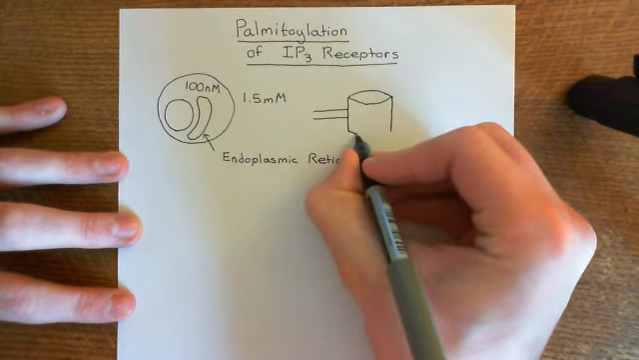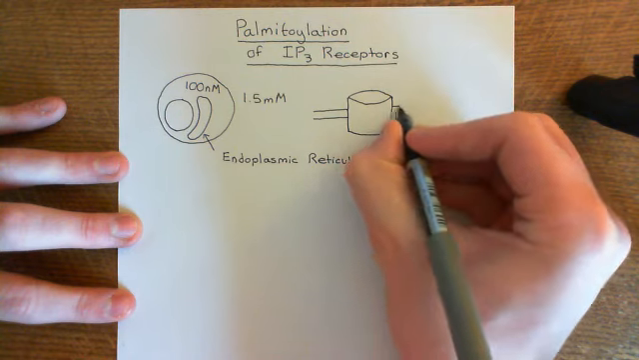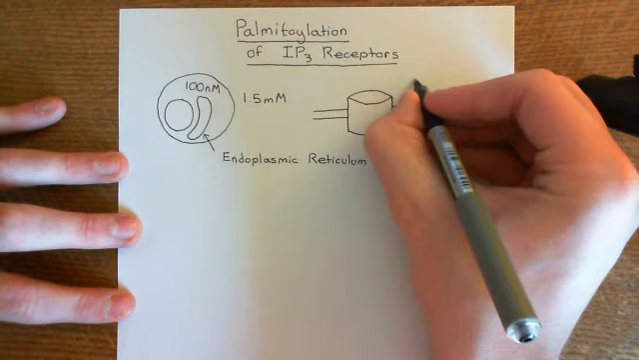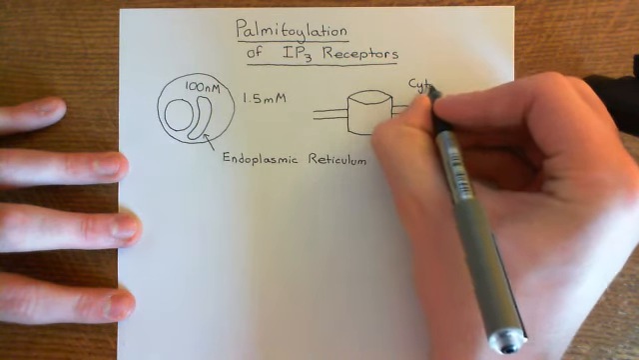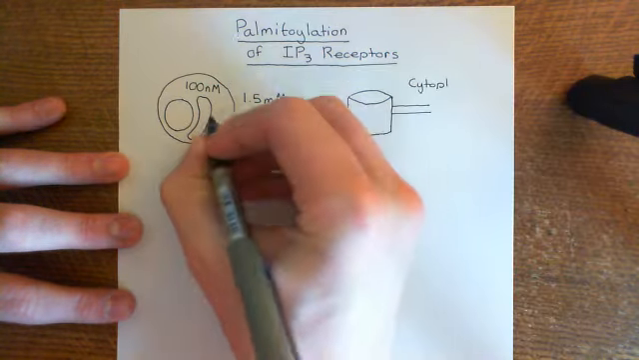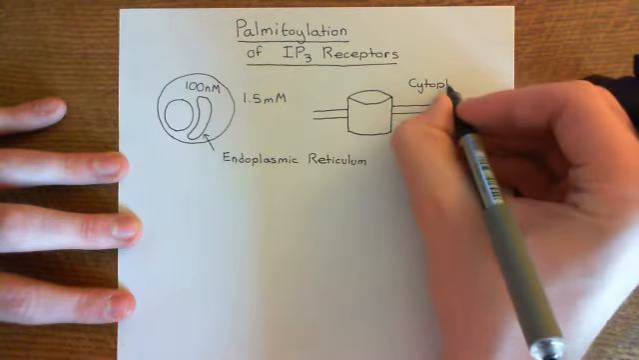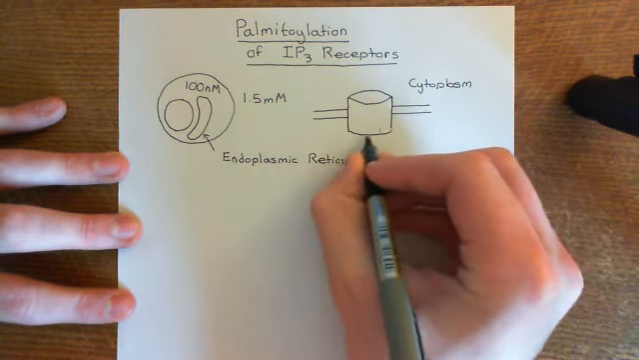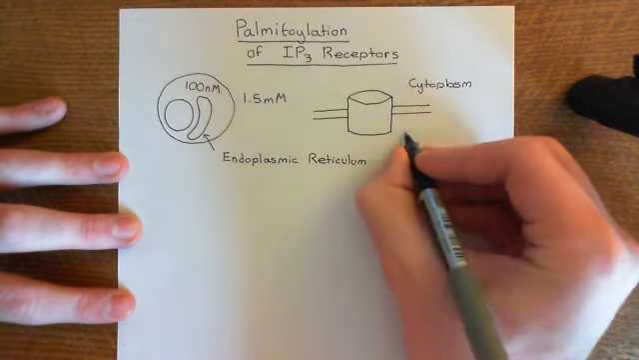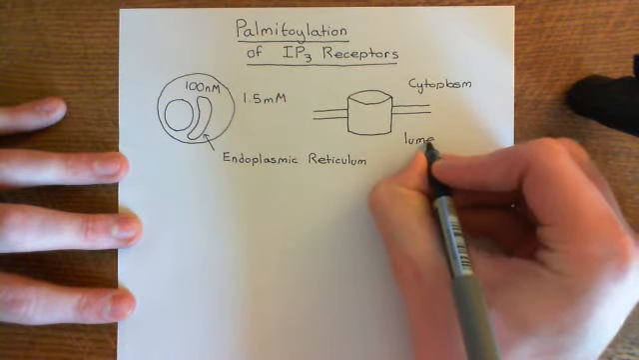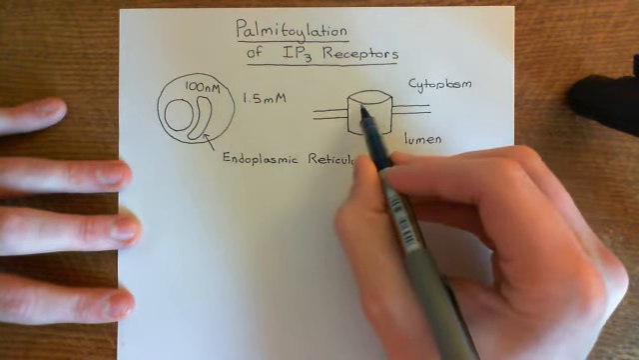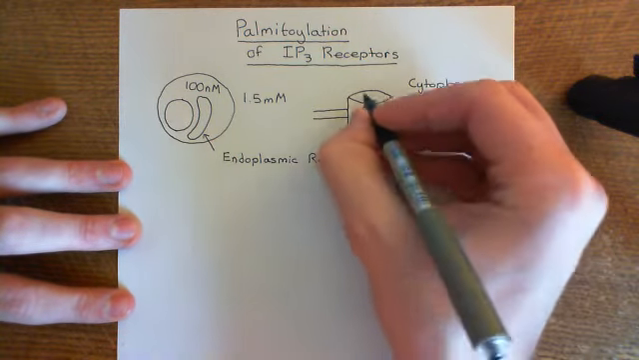So here is a picture of the IP3 receptor sitting in the lipid bilayer of the ER membrane. This side is the cytoplasmic side, the side facing onto the cytoplasm, whilst this side of the IP3 receptor is facing into the lumen of the ER. Right, now let's have a look at the structure of these calcium channels in a bit more detail.